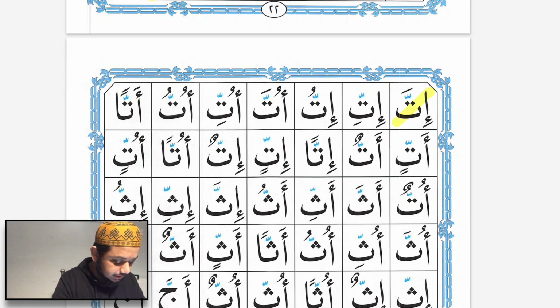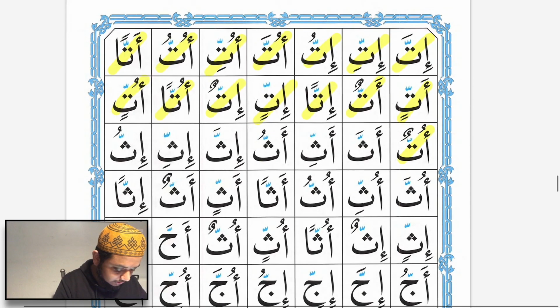Itta, itti, ittu, utta, utti, uttu, attan, attin, attun, ittan, ittin, ittun, uttan, uttin.